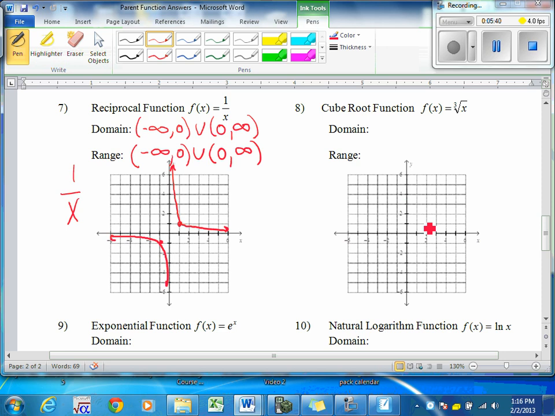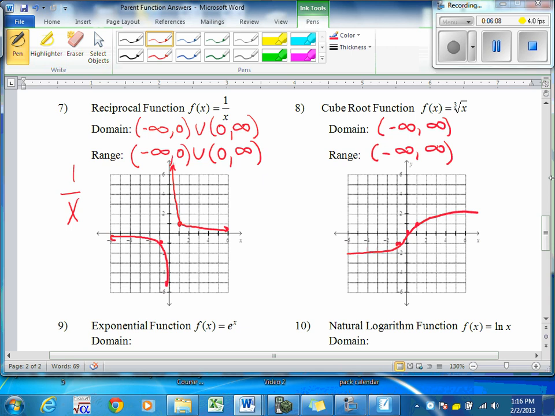All right, our next one, the cube root. This is very similar to x cubed. Goes through these same points, but it's been kind of flipped. It's kind of like x cubed on its side. So my domain, all real numbers, and my range, all real numbers.